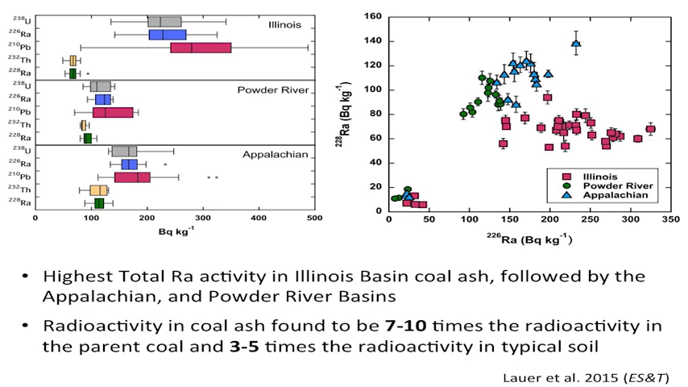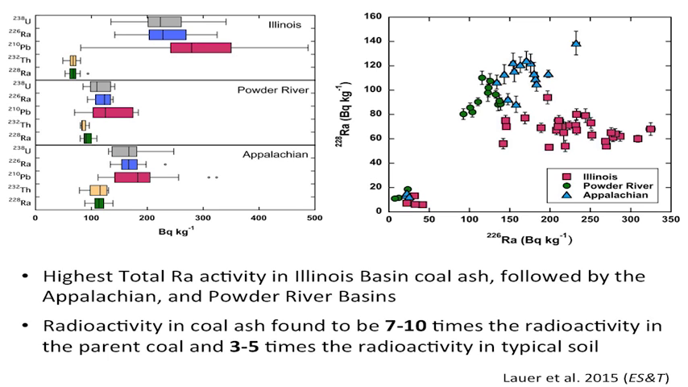This graph on the right shows radium-228 versus radium-226. And again, we look at the ratio of these two because it's a reflection of the ratio of thorium to uranium. And we found that coal ash from these different basins had distinct radium-228 to radium-226 fingerprints. The radium-228 to radium-226 ratio in Illinois Basin coal ash was the lowest, at about 0.3. Powder River and Appalachian coal ashes had slightly higher ratios of about 0.7 up to about 1.